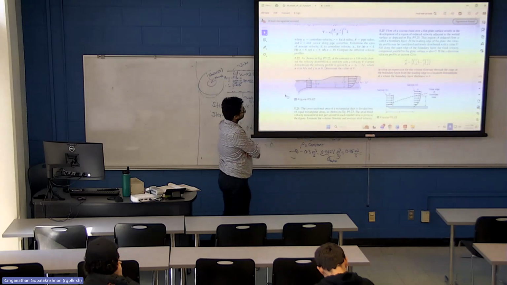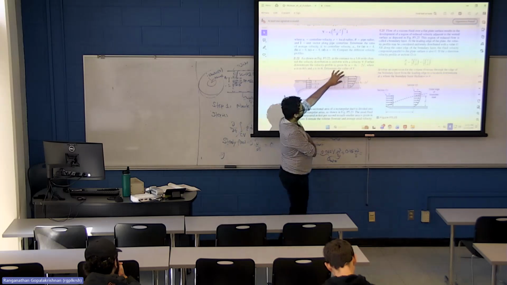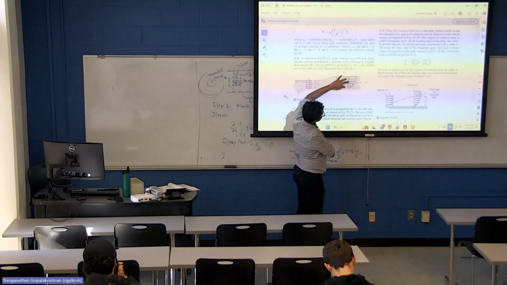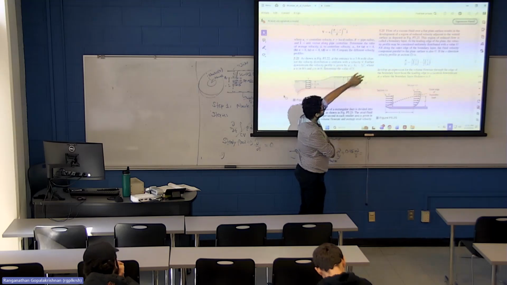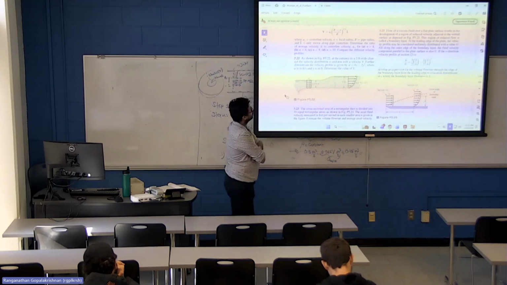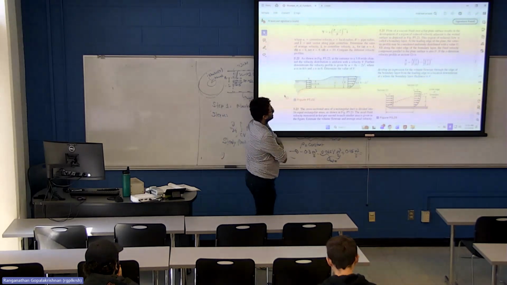Further downstream, the velocity profile is given by u equal to 4y minus 2y squared. That is saying it varies parabolically from the bottom to the top as 4y minus 2y squared, where u is measured in feet per second and y is in feet. Determine the value of v.